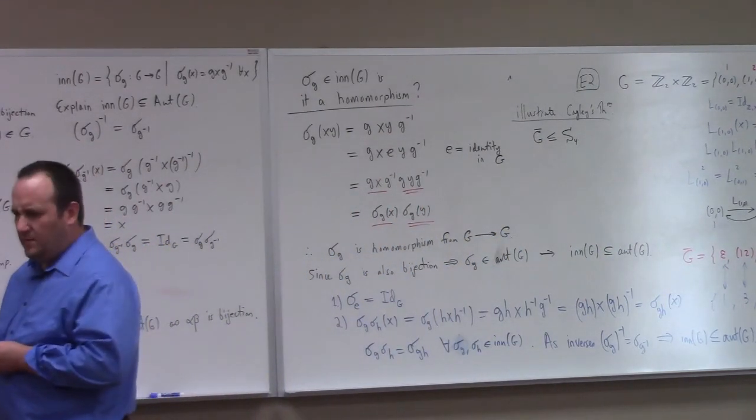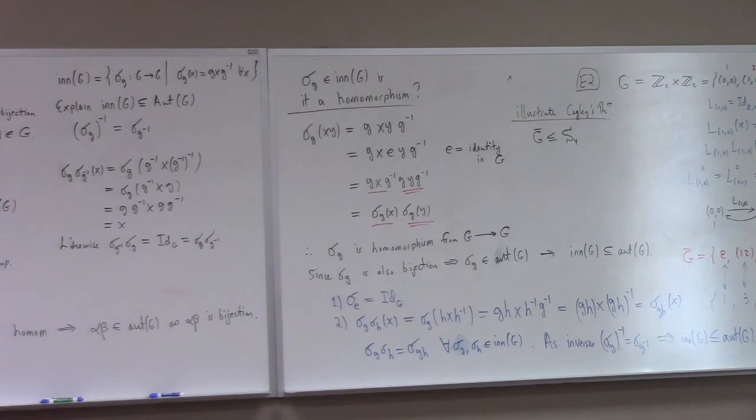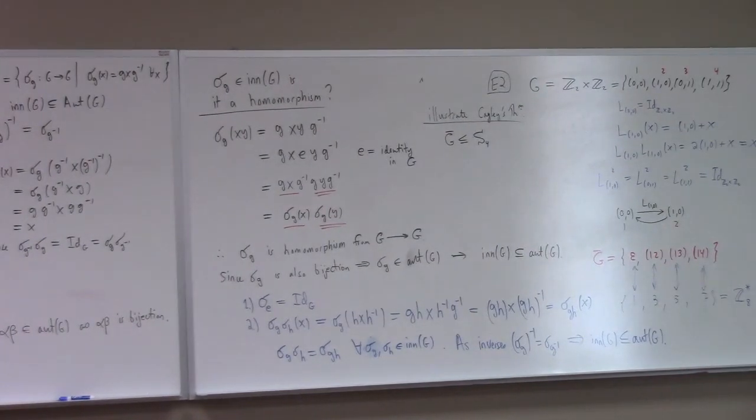In fact, I don't think we assumed anywhere here that G was finite, did we? If you look at these proofs that we've just done, nowhere do we assume finiteness, right? So this is good for finite or infinite groups.